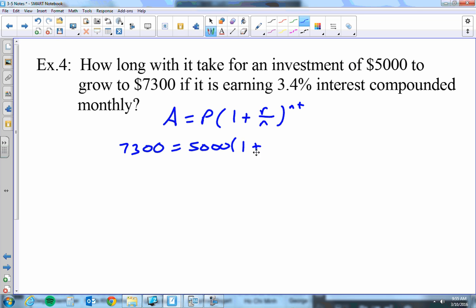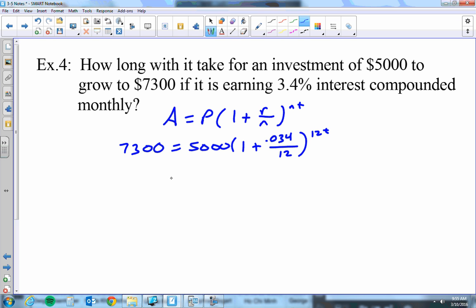Set it up. The rate, how do I express that as a decimal? Point what? 0.034. 0.034 is 3.4%. It's not the same. Over 12, we said is monthly. The power of 12 t. We're trying to find the time, so t is a variable. And we could solve for t.